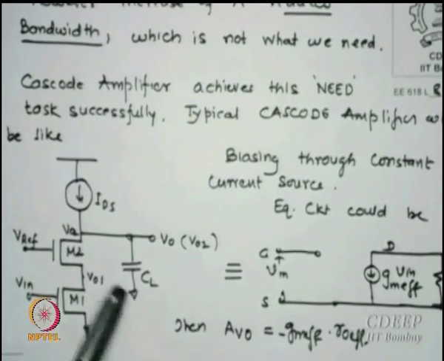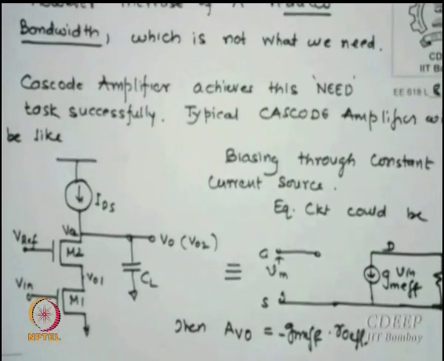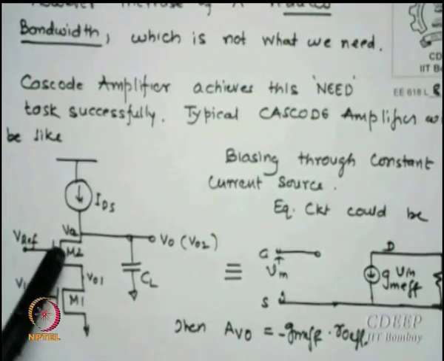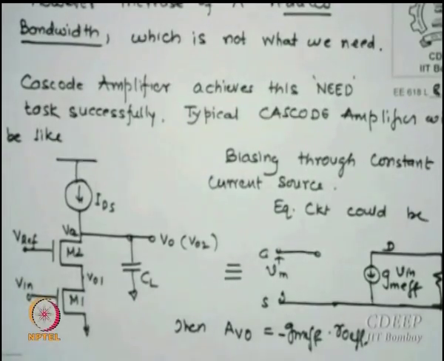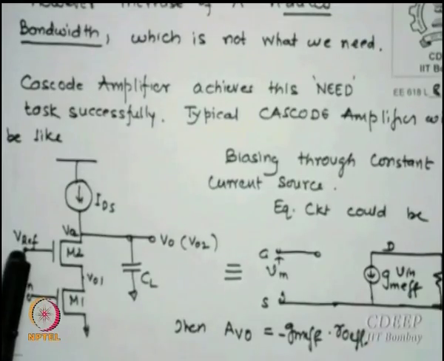What is this? The source is grounded, so which amplification is it doing? Common source. For this M2, I am giving a fixed DC bias. What does a fixed DC bias mean? For AC, what is that terminal? Ground. Fixed DC means ground.